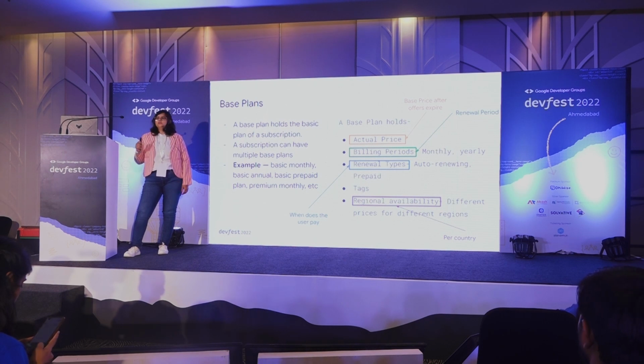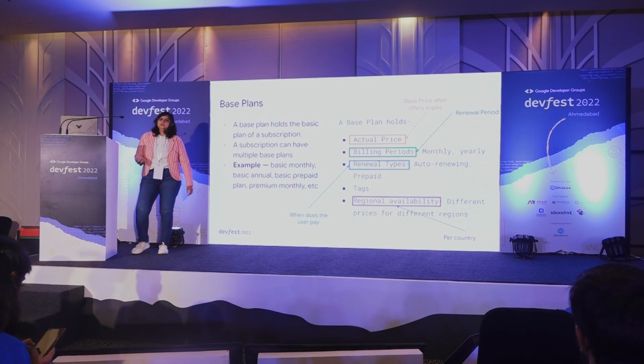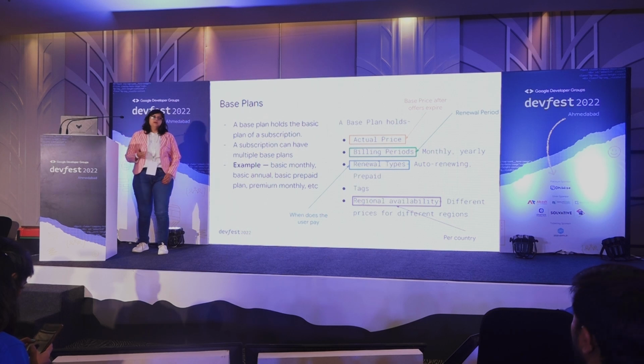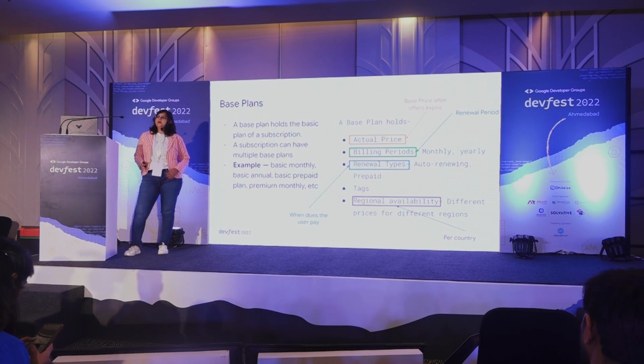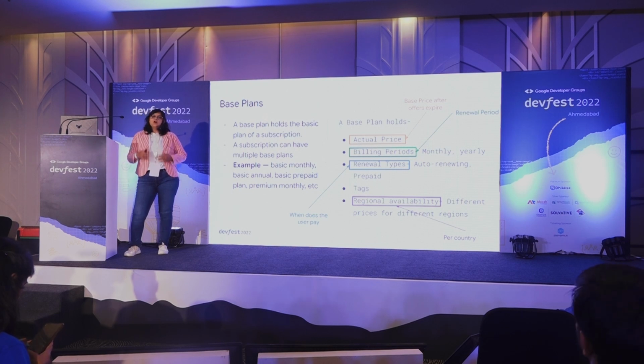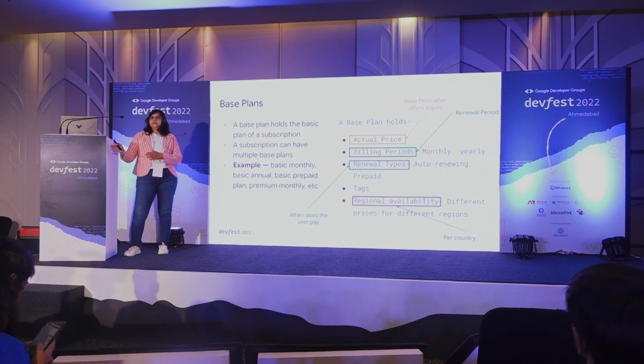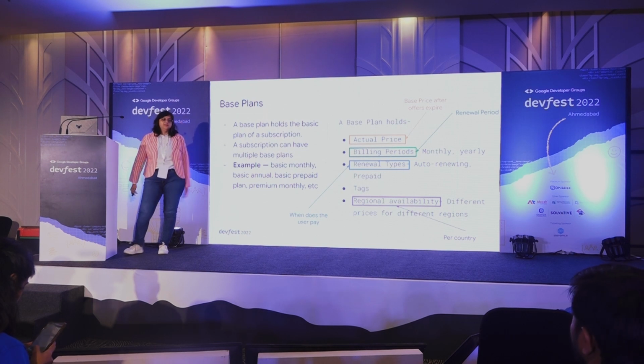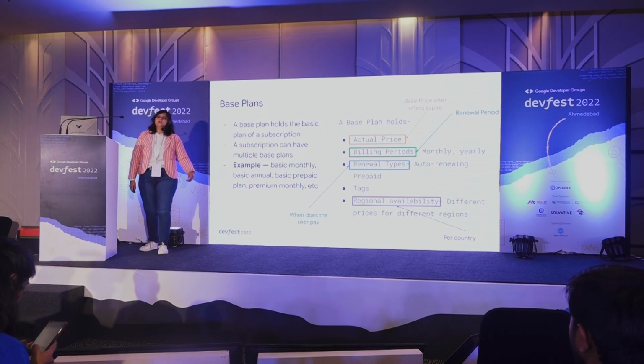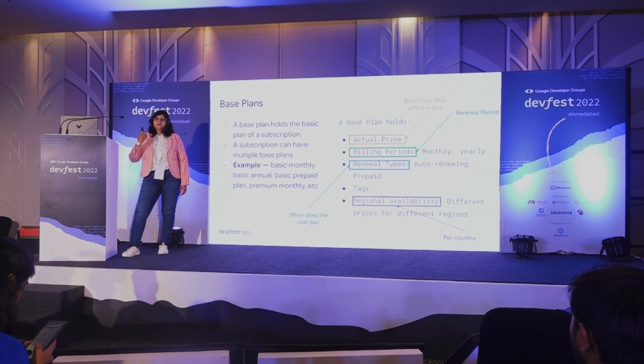Regional availability is also something new that was introduced here. Regional availability now lets you define different prices for different countries, different regions. It also lets you define whether your app is going to be utilized in this country, and whether it is restricted in this country. So if you want to, let's say, restrict your app subscriptions in China, you can do that now with the new billing library.